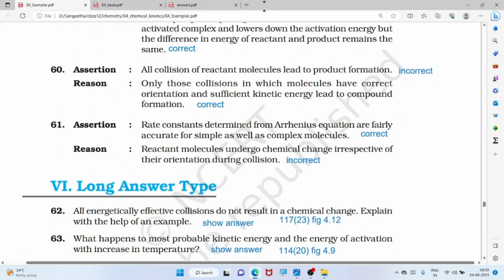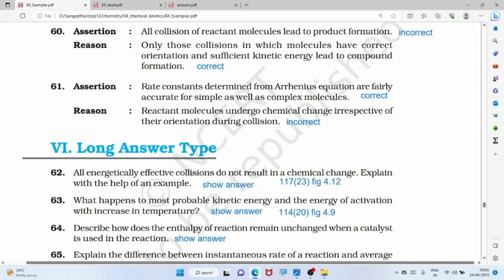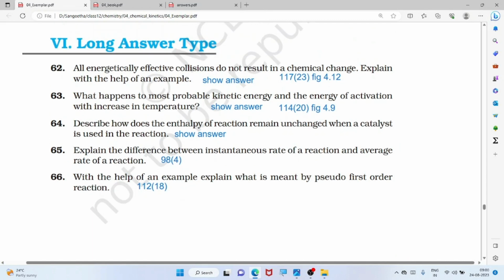All collisions in the reacting molecules lead to product formation. Incorrect. Only the collisions with proper orientation and sufficient kinetic energy do. This is the correct one. Rate constants determined by the Arrhenius equation are largely inaccurate for simple as well as complex reactions. Okay, incorrect. The reactant molecules undergo chemical change irrespective of their orientation. This is incorrect. Proper orientation has to be there. All energetically effective collisions do not result in chemical change.